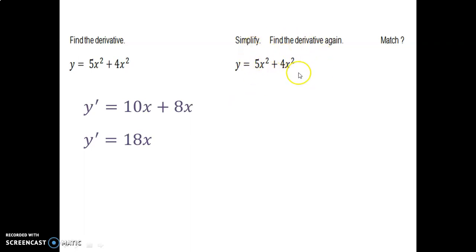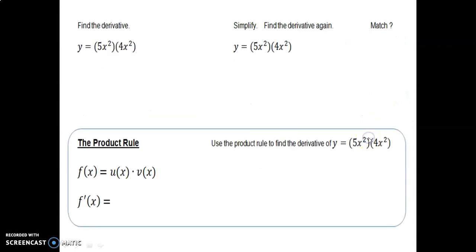What if we simplified it first and then found the derivative? As we can see, these have the same exponent here, so we can simplify them by combining them first before taking the derivative. So combine them to get 9x squared, and then take the derivative by the power rule. And it looks like we end up in the same place, which is good, because we followed some sound algebra in both cases and got to the same place. So they match. That's a good thing. Let's look at a case where maybe that won't happen.